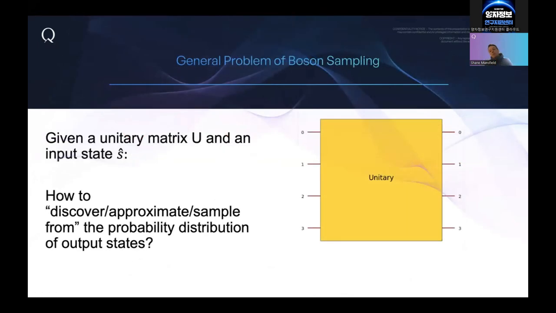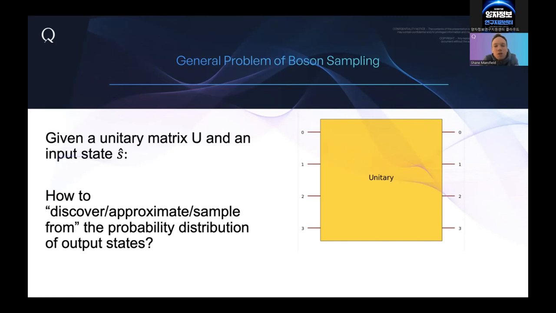Okay, now we're going to come around to, we're going to start to touch on this general problem of boson sampling, which I flagged up at the beginning as being a particularly interesting task for us. Particularly interesting, as I was saying, because it's something that quantum systems do naturally, but that ends up being very difficult to simulate classically. Okay, so let's get into it.